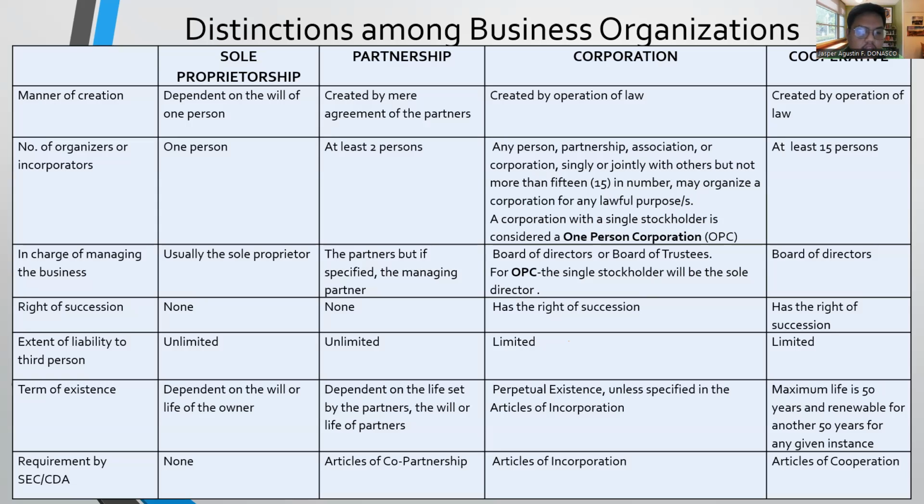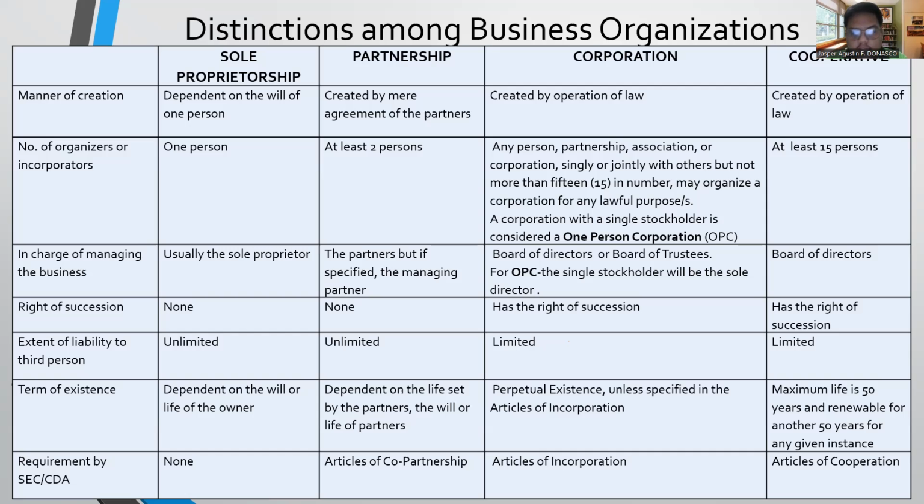Term of existence, dependent on the will of the owner, for the sole proprietorship. The sole proprietorship is dependent on whether the owner dies or doesn't want to do it anymore. So if either of those conditions is met, the term of existence is ended. Same with the partnership. It is based on the life set by the partners. So in a partnership, you can actually set a life. Like for example, I just want this partnership to go on for 10 years. So after 10 years, we either continue the partnership, so we make a new partnership, or we end it.